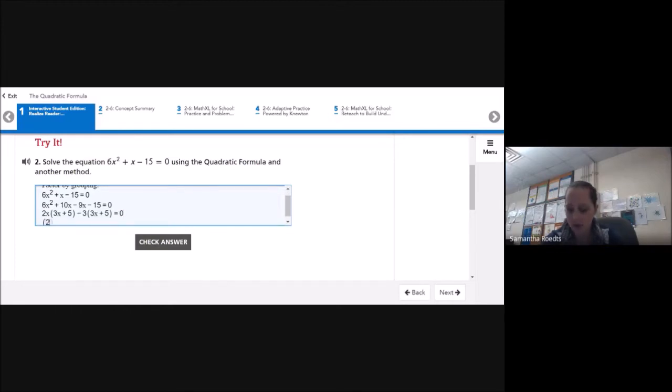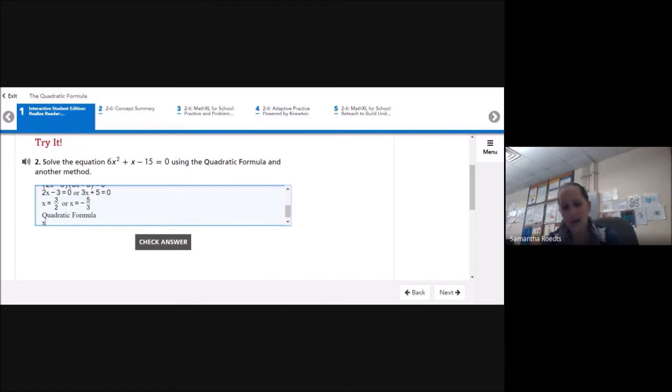So I get 2x minus 3 and 3x plus 5 equals 0. So I get 2x minus 3 equals 0, or 3x plus 5 equals 0. So I get x equals 3 halves, or x equals negative 5 thirds. Now the quadratic formula.